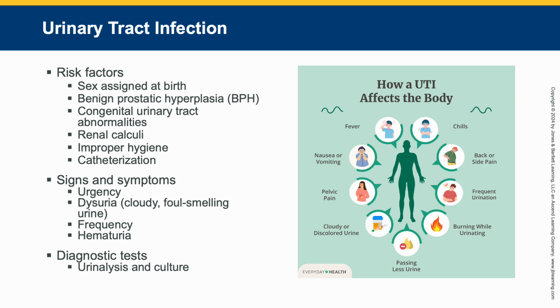Congenital structural abnormalities that block outflow or even renal calculi are risk factors, along with improper hygiene and then urinary catheterization, as we know. Signs of UTI include urgency, having to go more frequently but not urinating a lot, pain on urination, cloudy, foul-smelling urine, and even possibly hematuria. So most often, urinalysis and culture is performed. We may see white blood cells and maybe even some red blood cells in the cloudy urine collected.